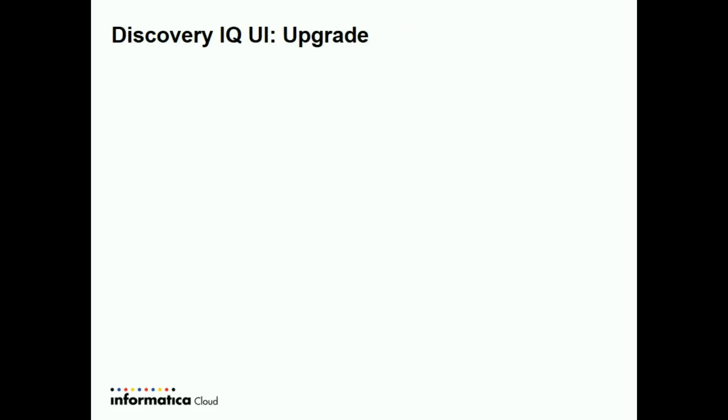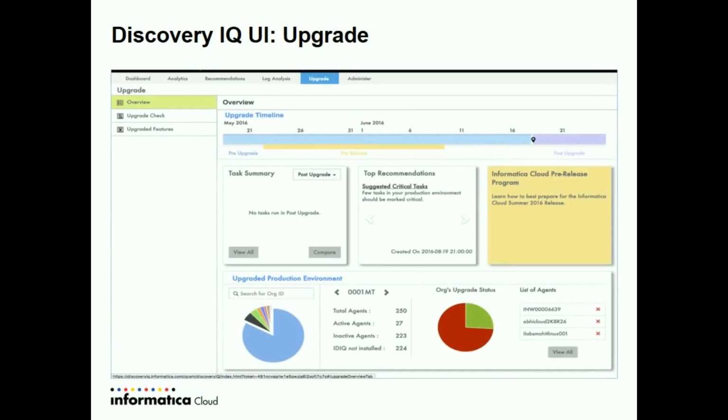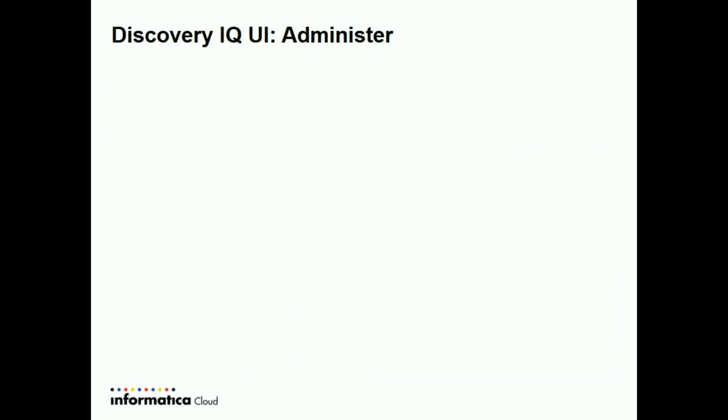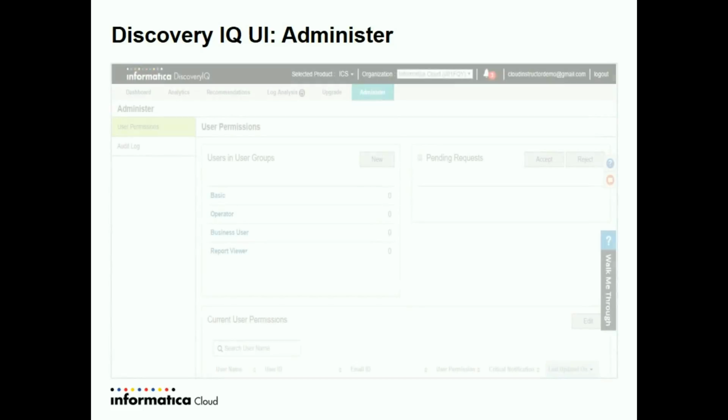Let us now discuss the Upgrade tab in the DiscoveryIQ UI. The Upgrade tab shows the effect of upgrading the Informatica version on the tasks. How many tasks are still running or how many tasks were stopped forcefully due to the upgrade can be viewed in this tab. The last tab of the DiscoveryIQ user interface is the Administrator tab.